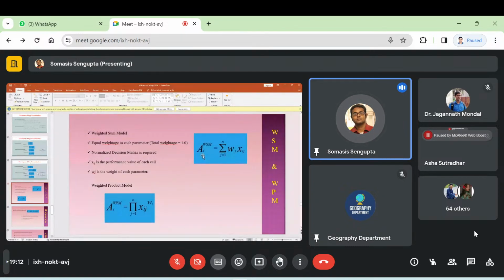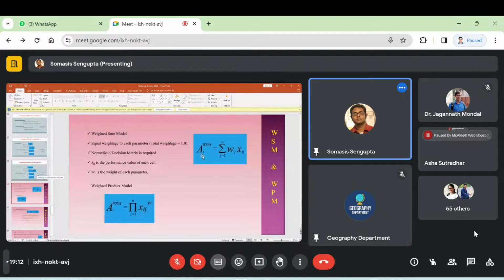Now there are certain multi-criteria techniques. This is something which we as geographers face. As I told you, multiple factors affect a particular event. For example, erosion is affected by a number of factors. What is important here is that all the factors do not affect the dependent factors in the same way. So it brings the question of weight.